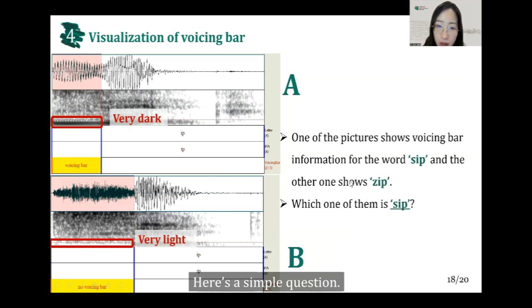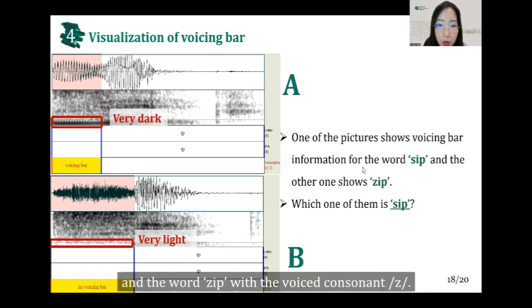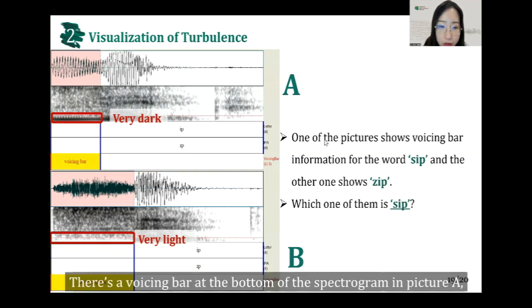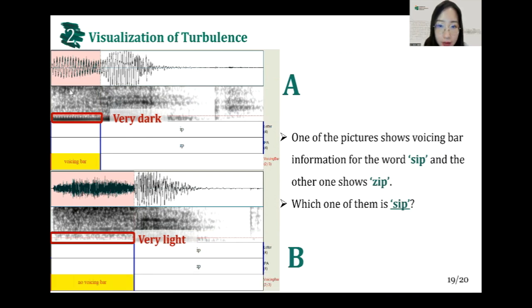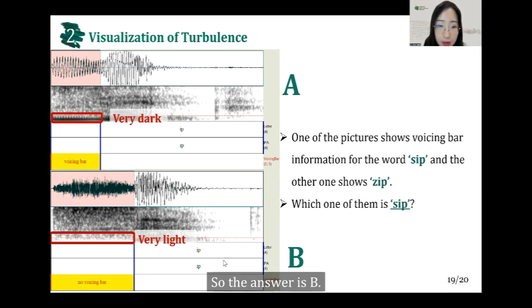Here's a simple question. The two pictures show the visualized information about voicing bar for the word sip with the voiceless consonant s and the word zip with the voiced consonant z. Which one is about the word sip with a voiceless consonant? There's a voicing bar at the bottom of the spectrogram in picture A. And there's no voicing bar in picture B because the bottom layer of the spectrogram is very light. So the answer is B.